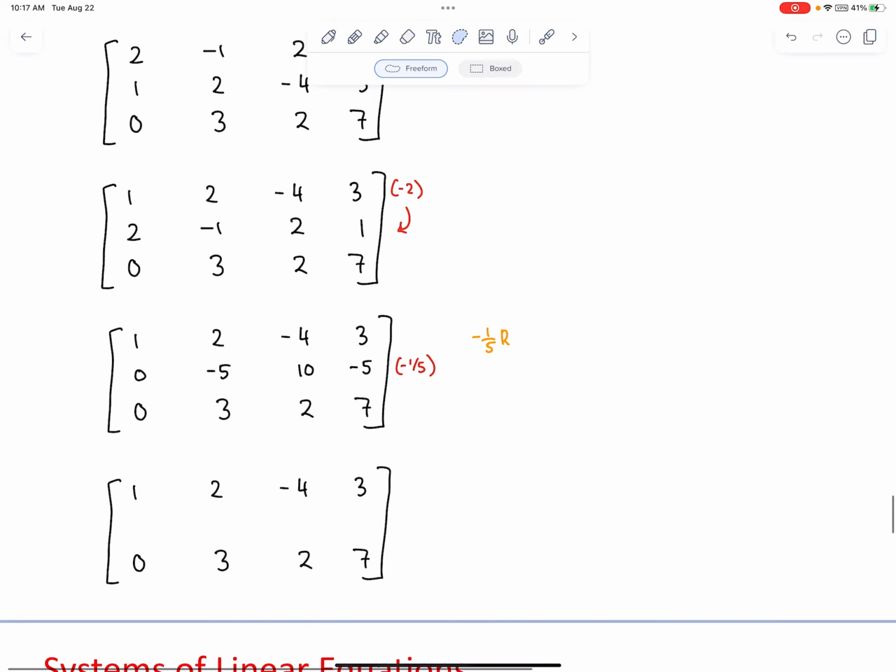Okay, only row 2 is being changed by this row operation. 0 times -1/5 stays 0. -5 times -1/5 goes to +1. 10 times -1/5 is -2. And -5 times -1/5 is also +1.